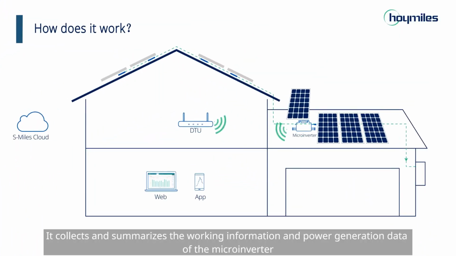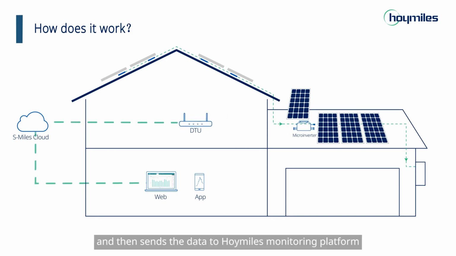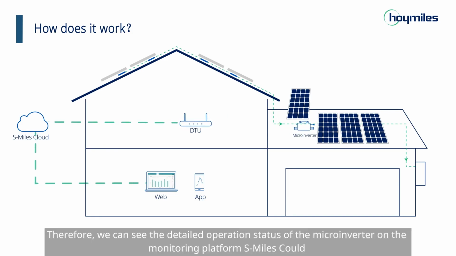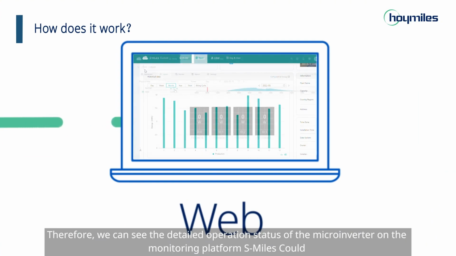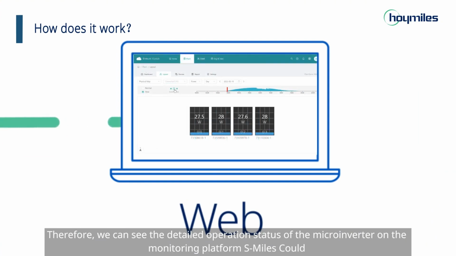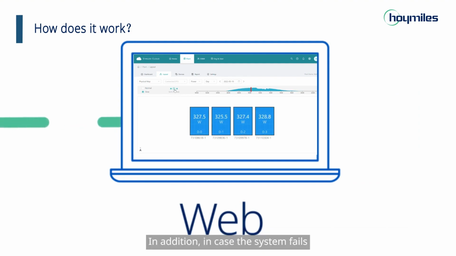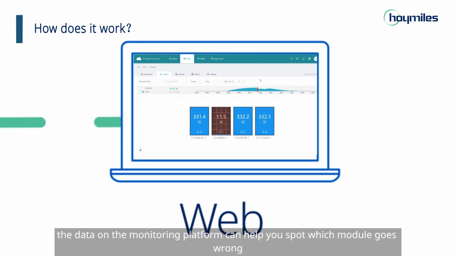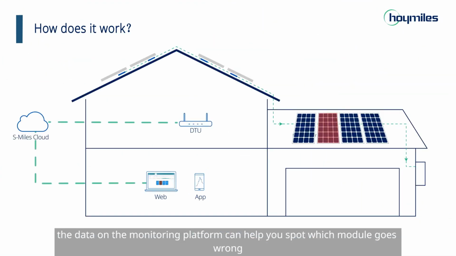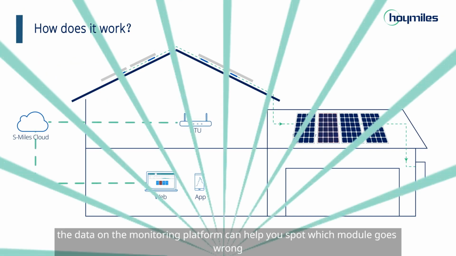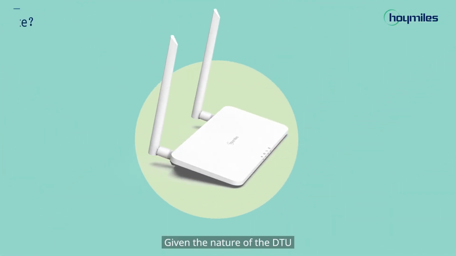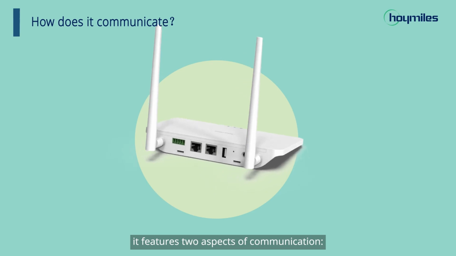It collects and summarizes the working information and power generation data of the microinverter, and then sends the data to Hoymiles monitoring platform. Therefore, we can see the detailed operation status of the microinverter on the monitoring platform Hoymiles cloud, and make remote control of the microinverter in time. In addition, in case the system fails, the data on the monitoring platform can help you spot which module goes wrong. Given the nature of the DTU, it features two aspects of communication.